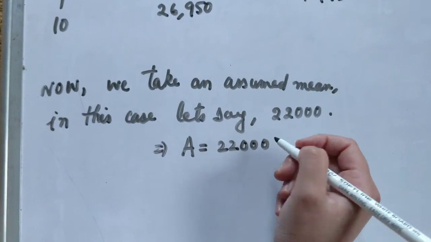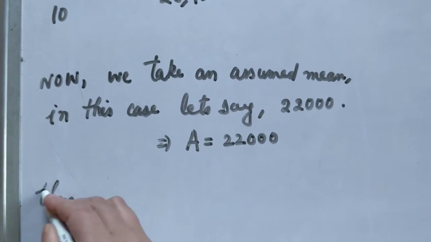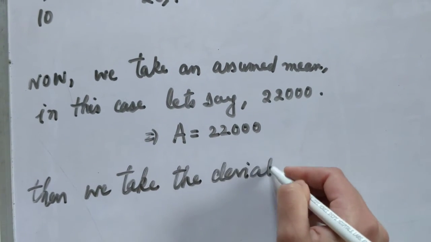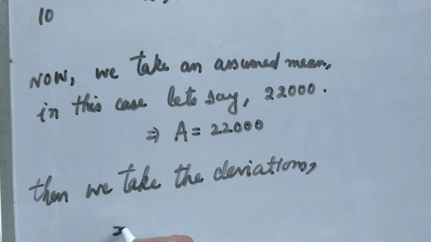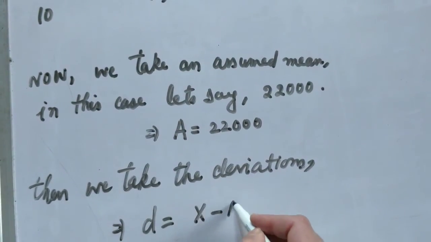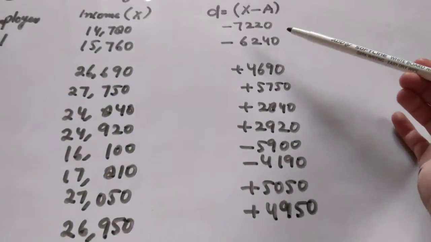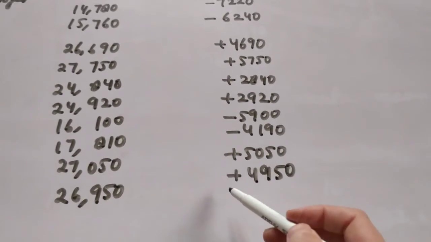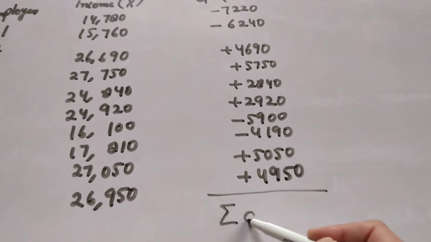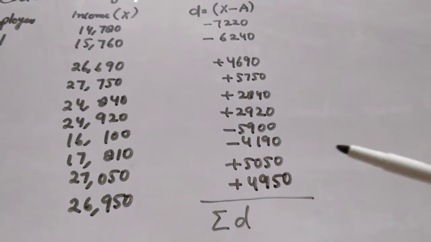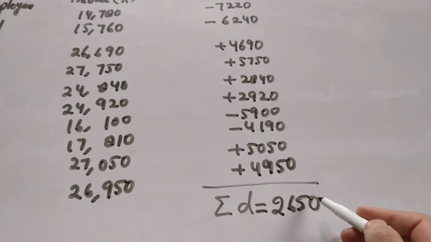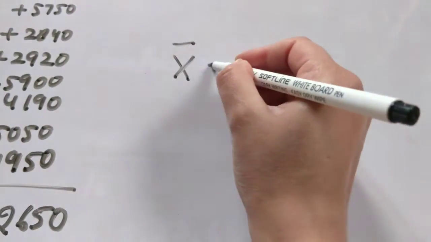Next step is to calculate the deviations from the assumed mean. So we have to calculate d, and that d is equal to x minus a, where x is every individual observation, every individual income. So I have calculated all the deviations. Okay, and now for solving the question, we have to calculate the summation of d for the formula. Okay, now summation of d after adding all of these deviations, this is the final value.